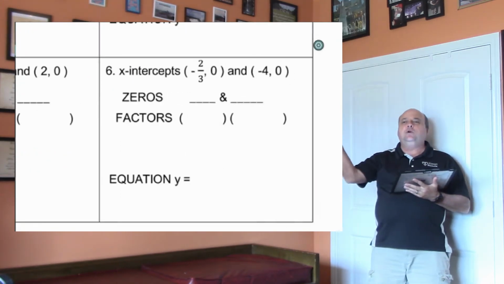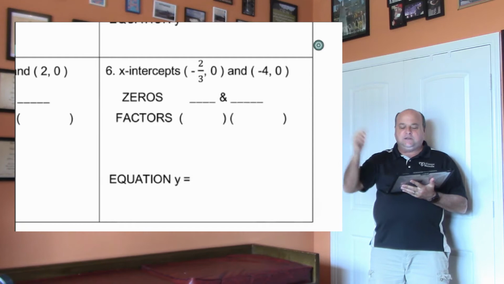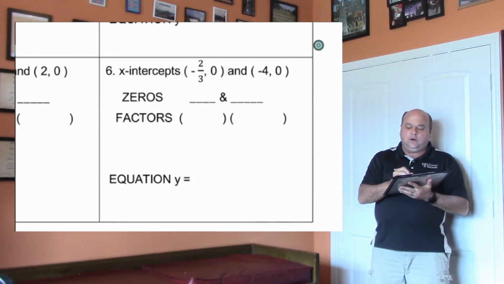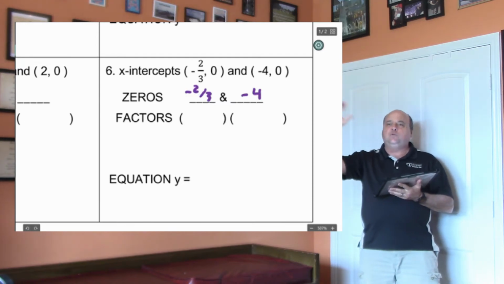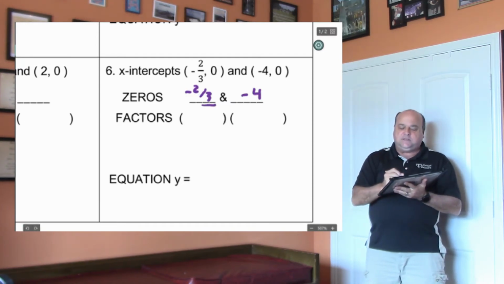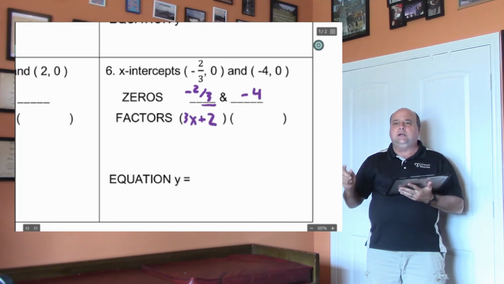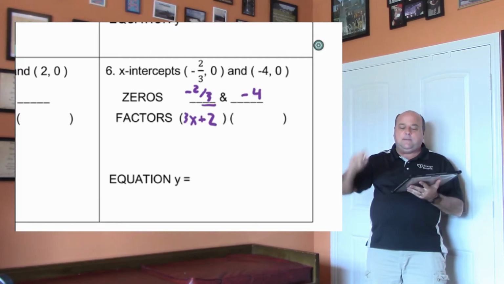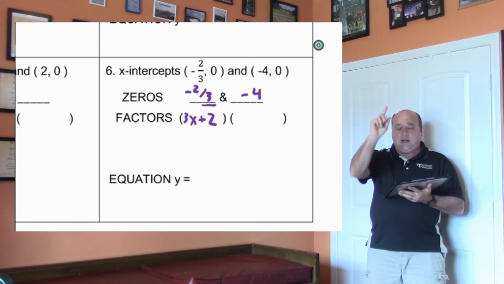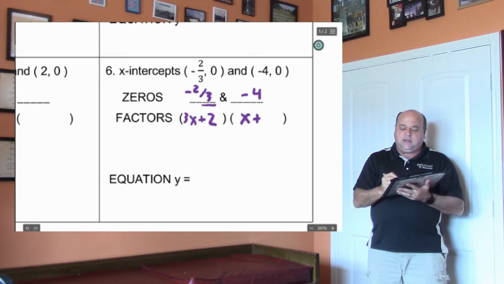This is pretty simple stuff once you get the hang of this. So your x-intercepts are here. Your zeros are going to be -2/3 and -4. The signs will flip, won't they? So this is going to be the coefficient. 3x, the opposite of -2 is a plus, and then the 2 goes last, doesn't it? So I would move the 2 over and divide by 3. I would get the -2/3, wouldn't I? The opposite of -4 is a +4.